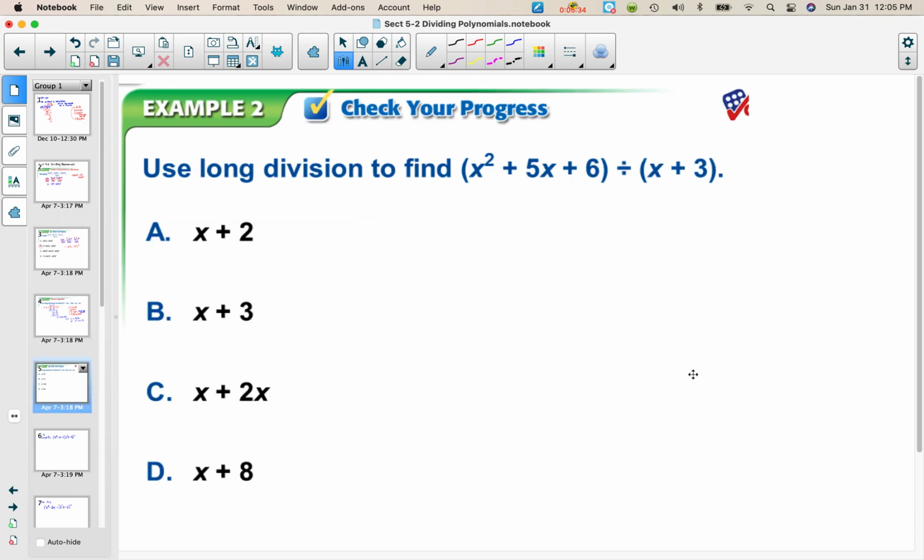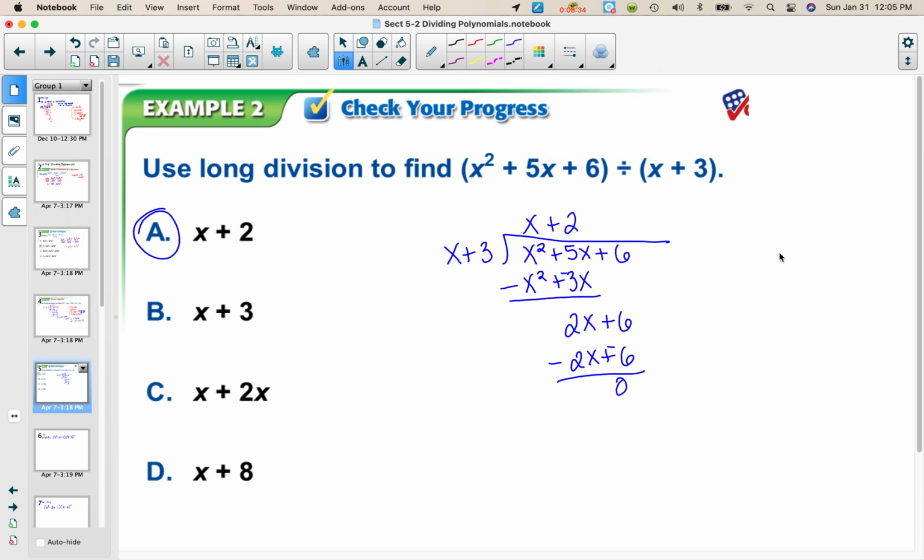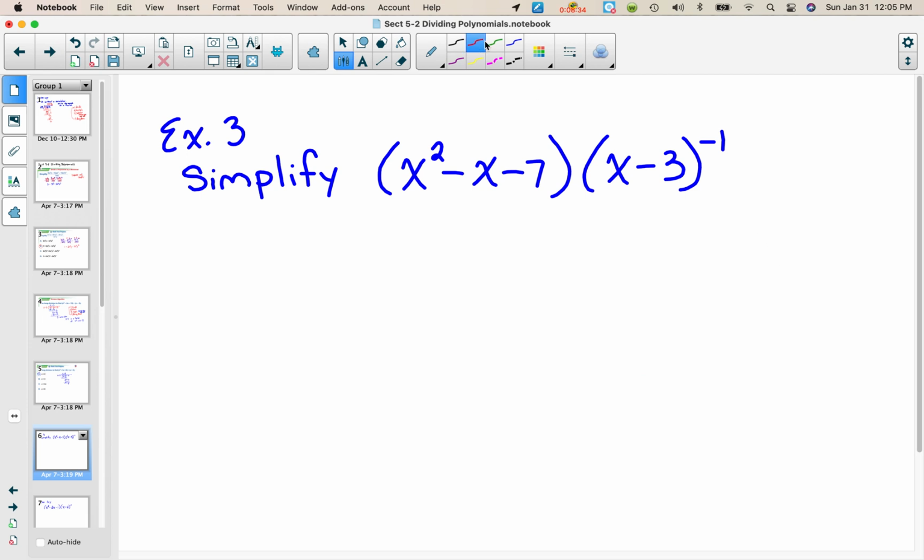So go ahead, pause the video, try this problem. So you should have gotten A, which was x plus 2. So that's how we do that. Now, just keep in mind, if you were to see a problem that looks like this, you might look at that and say, oh, this is multiplying. No, it's not. Remember what a negative exponent means? It means reciprocal. So this means x squared minus x minus 7 over x minus 3 if we flip that into the denominator. Well, that means I'm dividing by x minus 3.